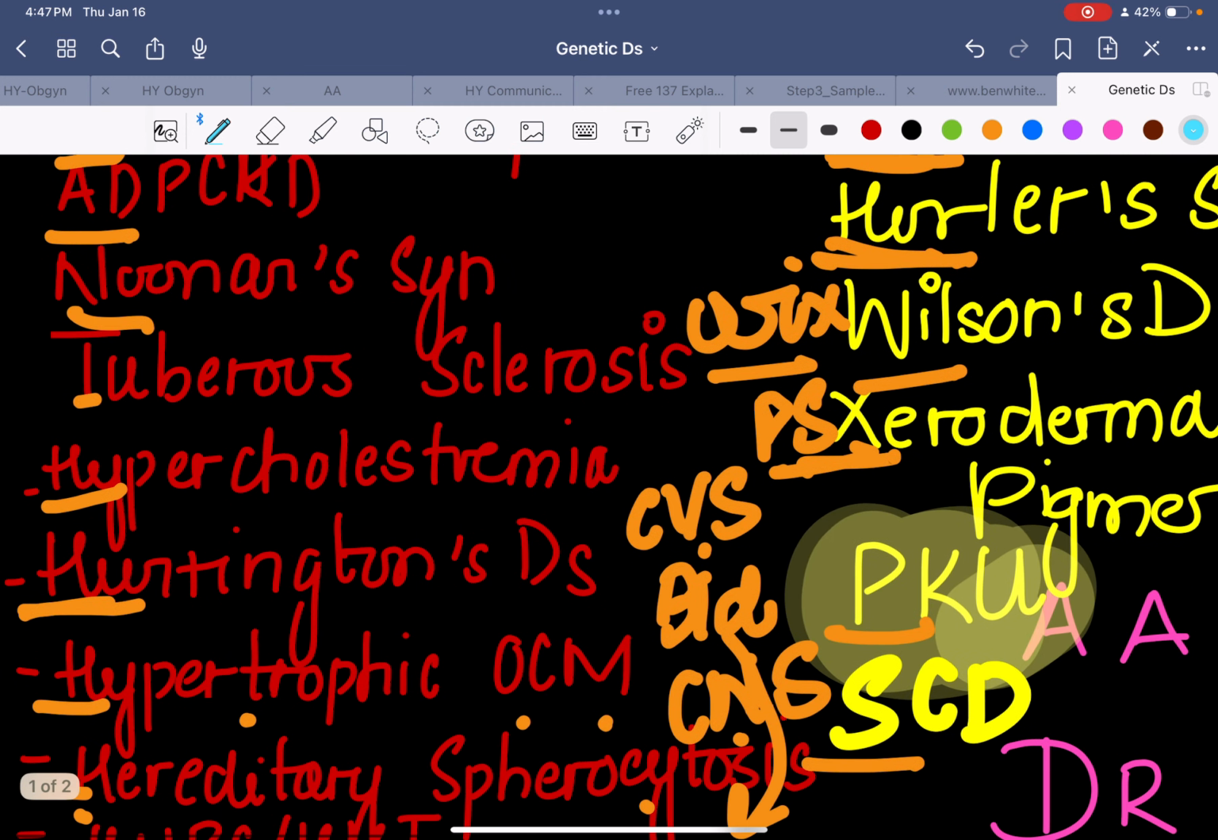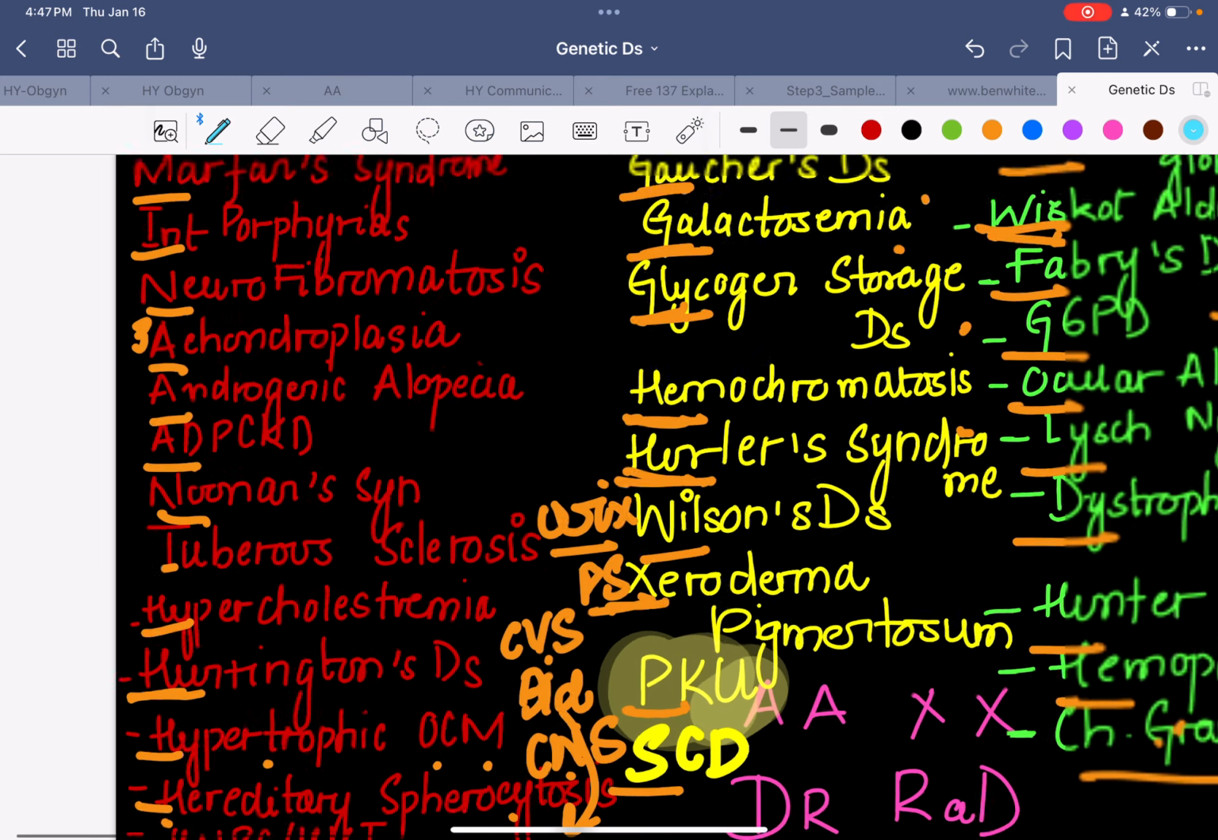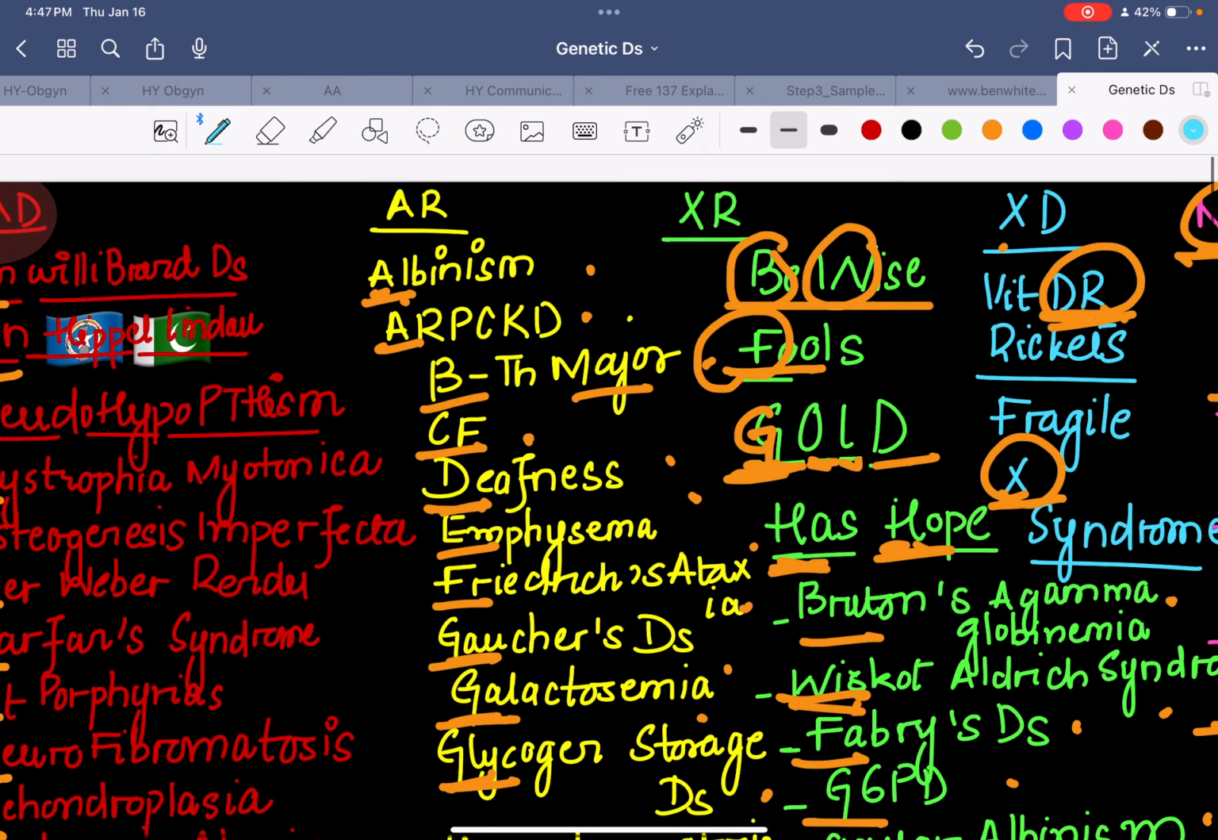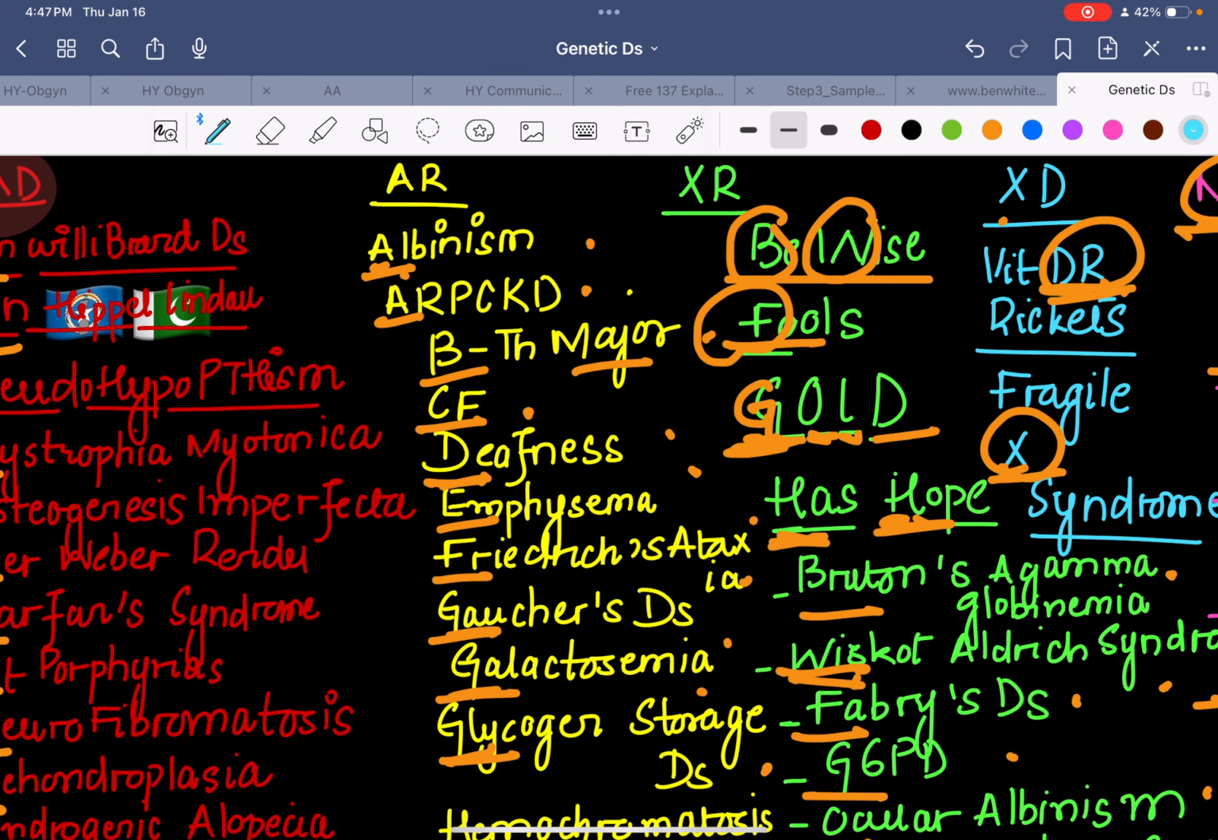H is for hypercholesterolemia. H for hypertrophic obstructive cardiomyopathy. H is for Huntington's disease, and H is for hereditary spherocytosis. This was the autosomal dominant. Now for the autosomal recessive, A, B, C, D, E, F, G, H, Wicks, PS.